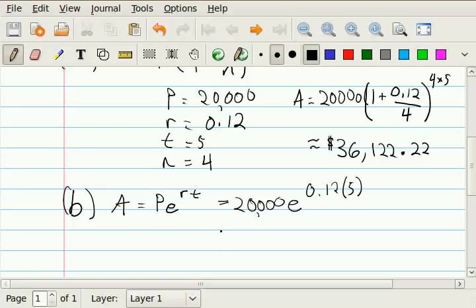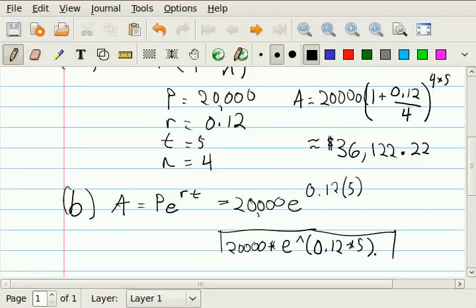In fact, just to let you see what I would type in on the calculator, you type 20,000 times e to the power, and then parenthesis 0.12 times 5 parenthesis. You really need these parentheses exactly right here, because that will force the calculator to multiply those two numbers together before it raises to the power.